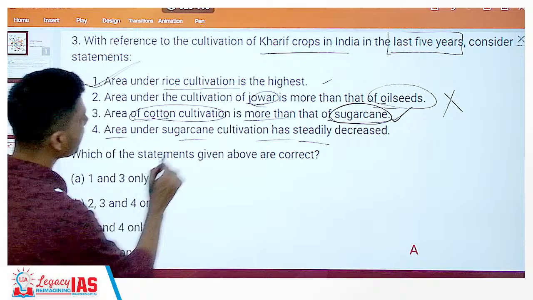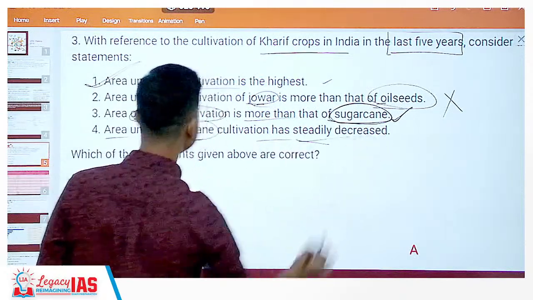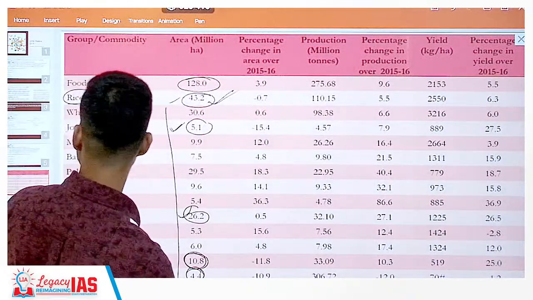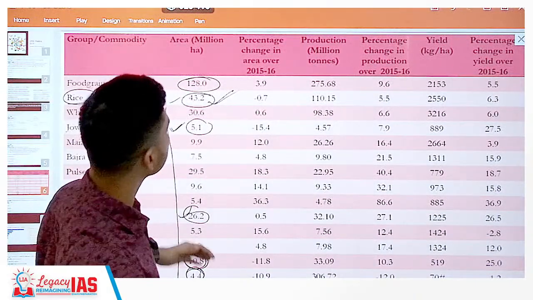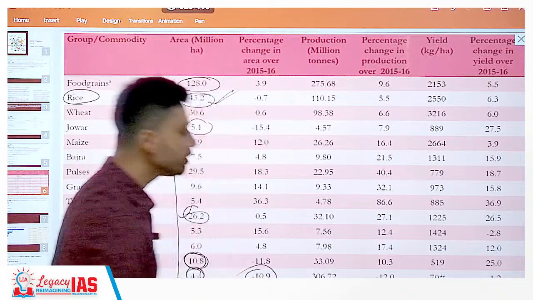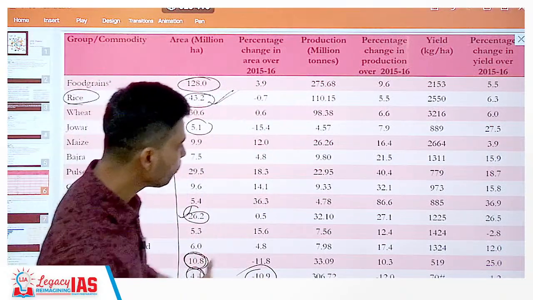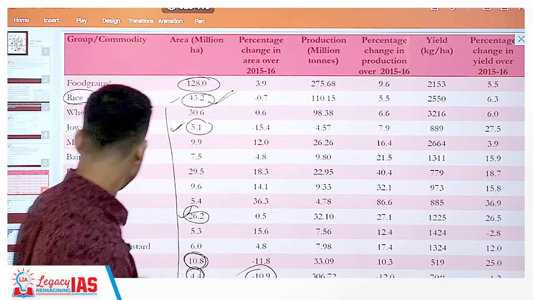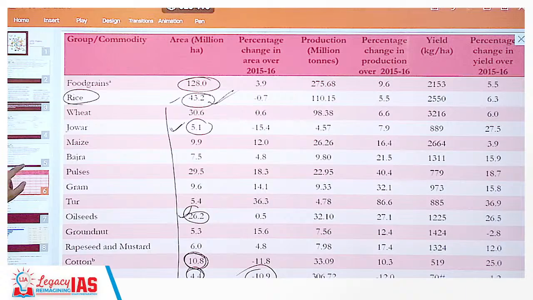The fourth statement is, area under sugarcane cultivation has steadily decreased. Is it correct or incorrect? As we can see from here, if you look at the percentage change, it indeed has decreased. A minus 10.9% decrease we have observed in the sugarcane cultivated areas. That means what we can say?